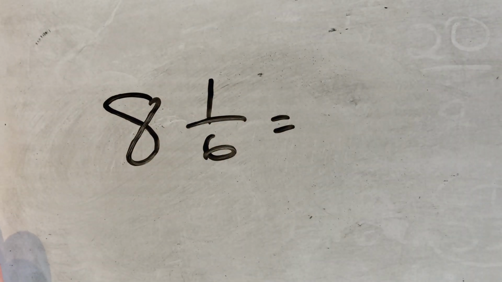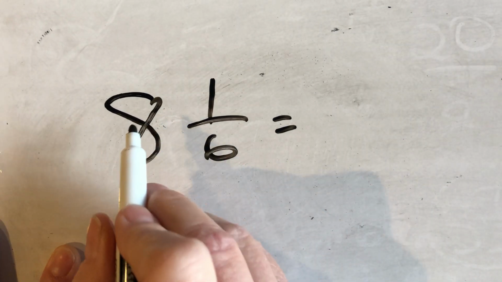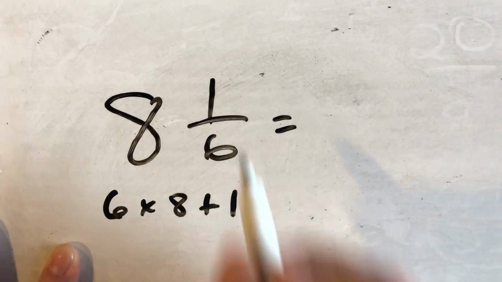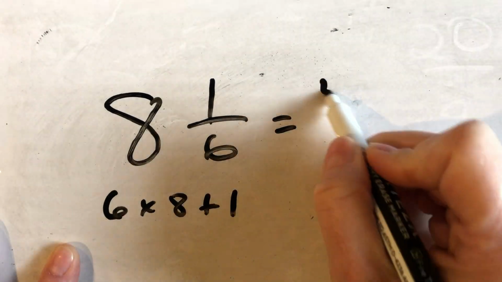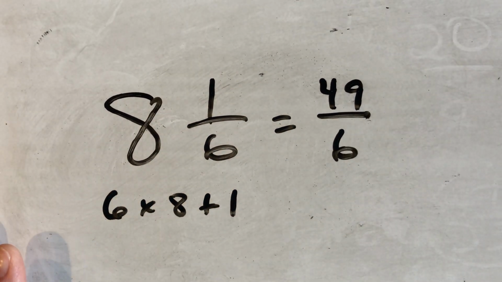All right, last one of mixed number to improper, 8 1/6. Pause, work it out, and play. This means I have 6/6 8 times, or 6 times 8, plus that 1 extra in the 1/6. 6 times 8 is 48, plus 1 is 49, and my denominator doesn't change, so 49/6 is what you should have.